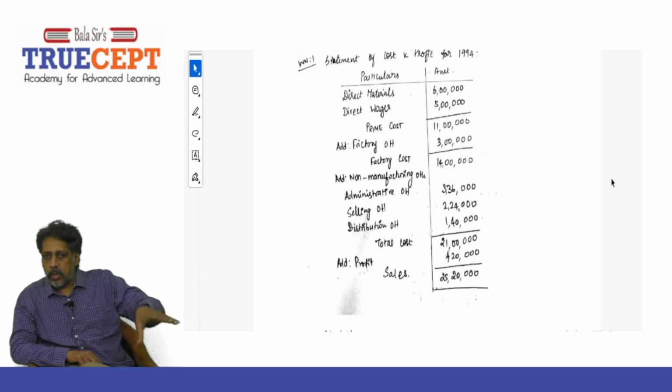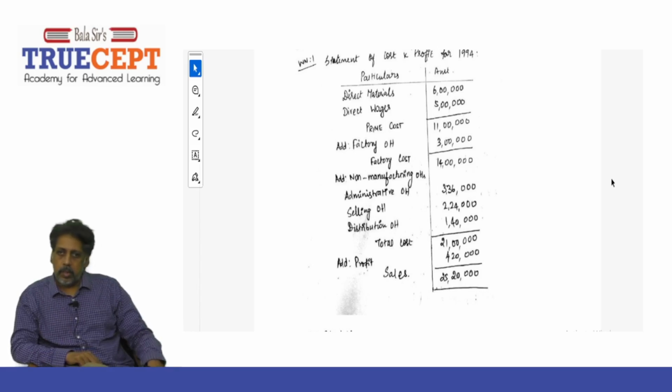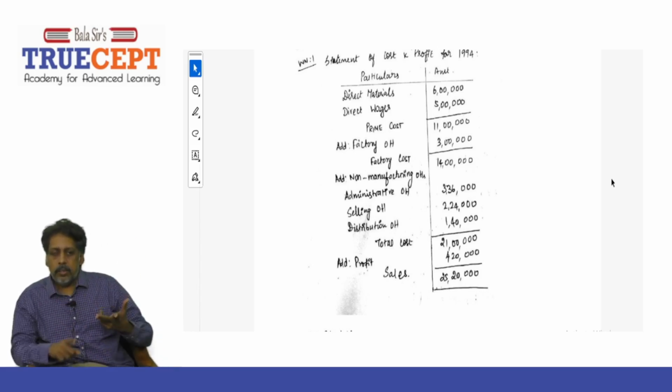You say factory cost or works cost, it is all the same. No problem at all. But remember, that is the factory cost or works cost, which is 14 lakh rupees. Now you will add all the non-manufacturing costs, that is all your indirect but non-manufacturing costs: selling, general, administrative, distribution overheads. Administrative overheads, how much? 3,36,000. These are office overheads.